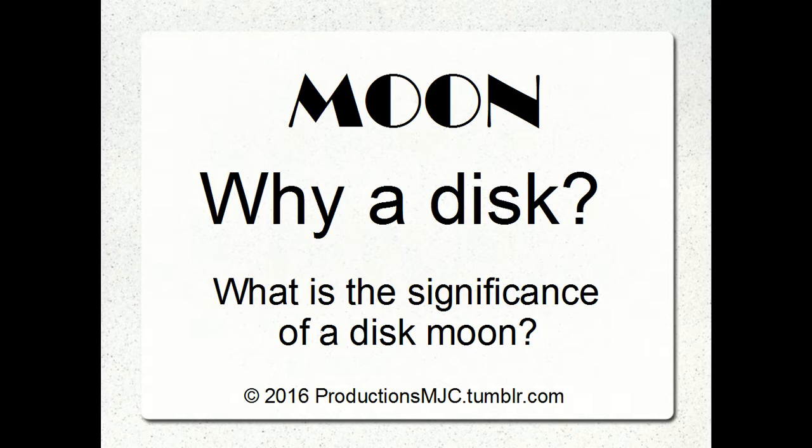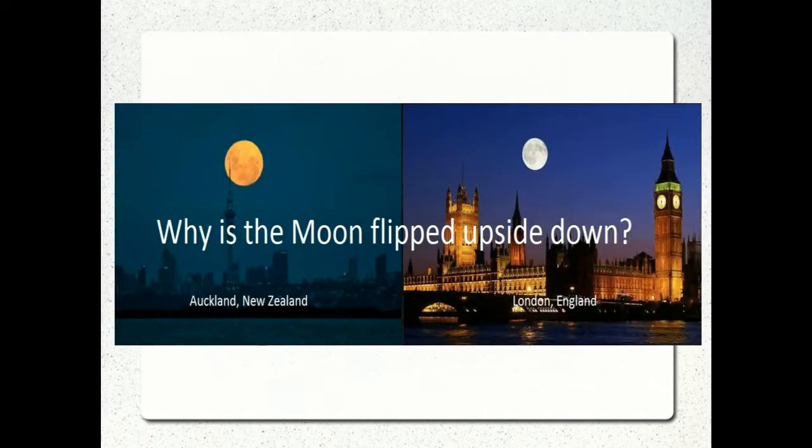Why a disk? What is the significance of a disk moon? And what prompted the moon to suddenly have to change from a sphere to a disk? What is out there happening? This is what's out there happening.